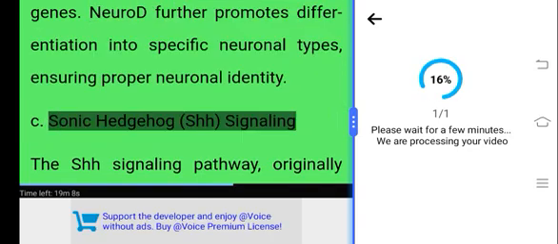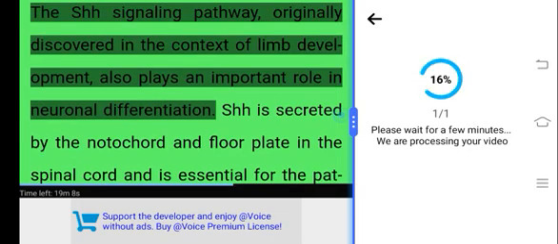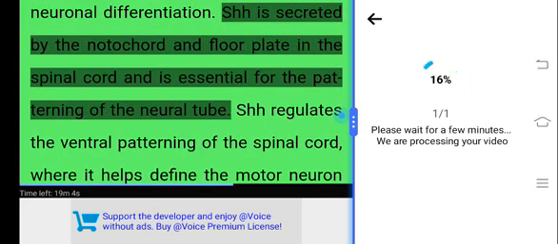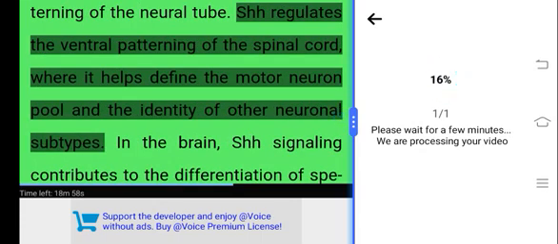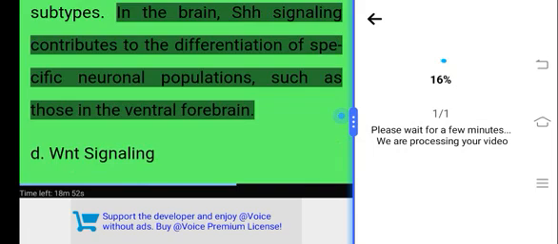C. Sonic hedgehog (SHH) signaling. The SHH signaling pathway, originally discovered in the context of limb development, also plays an important role in neuronal differentiation. SHH is secreted by the notochord and floor plate in the spinal cord and is essential for the patterning of the neural tube. SHH regulates the ventral patterning of the spinal cord, where it helps define the motor neuron pool and the identity of other neuronal subtypes. In the brain, SHH signaling contributes to the differentiation of specific neuronal populations, such as those in the ventral forebrain.